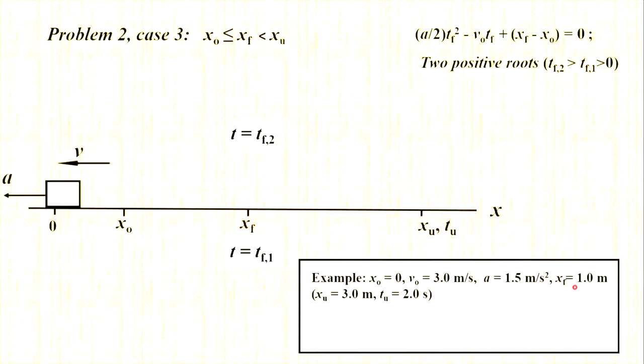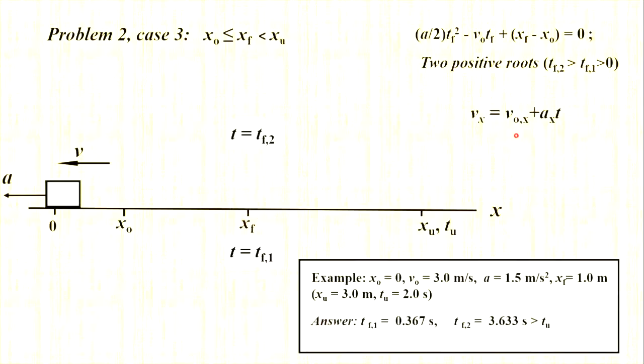So it corresponds to the position between initial and U-turn points. Solving this equation, we can find the answer. As expected, the second time is greater than Tu and the first time is smaller than Tu. We can also find the velocity of the object when it passes point xf.